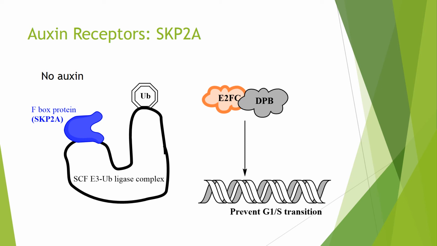However, when we add auxin, just like before, they can bind to the SKP2A protein, allowing these transcription factors to bind to SKP2A, allowing them to be polyubiquitinated and then degraded. And so auxins will then promote this G1/S transition.